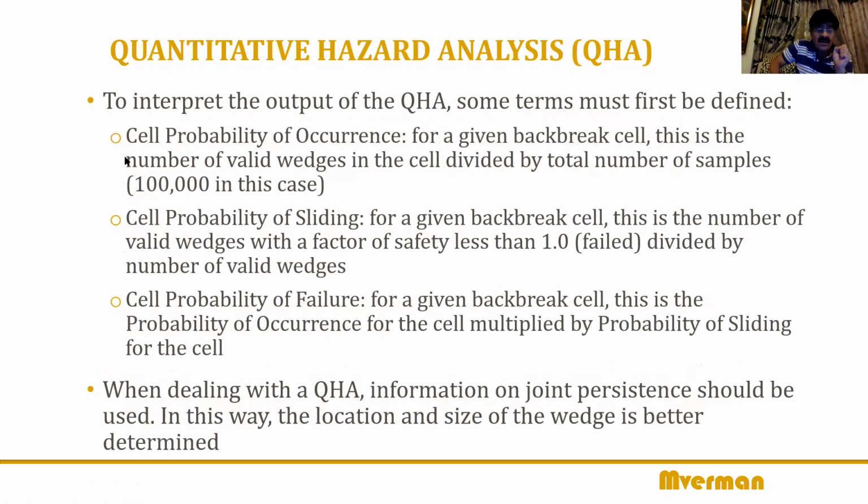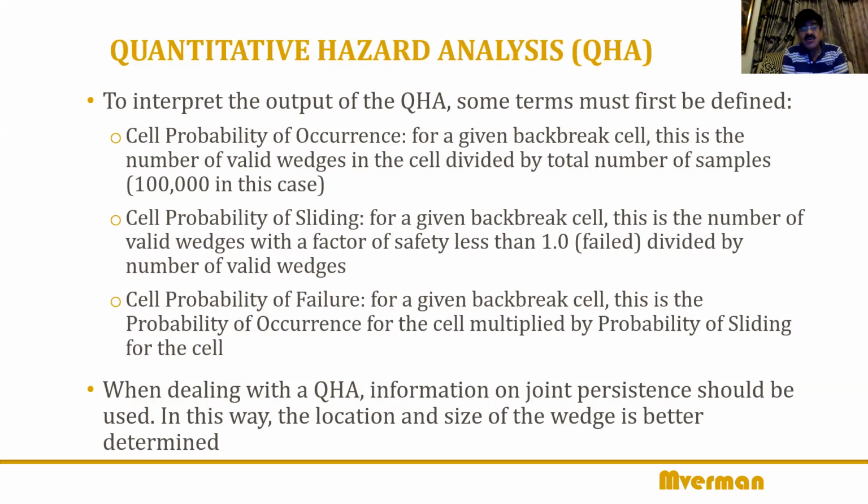Second thing is cell probability of sliding. For a given backbreak cell, this is the number of valid wedges which have less than factor of safety 1 divided by the number of valid wedges. So probability of sliding of those ones. Third one is the multiplication of the two, the cell probability of failure, which will give you the probability of failure in that cell.